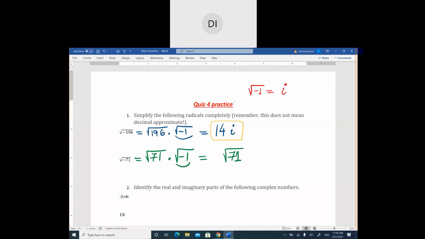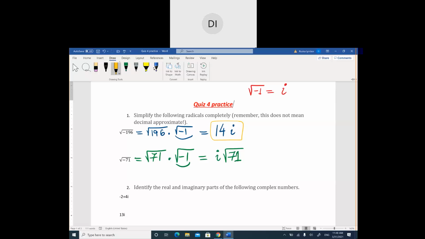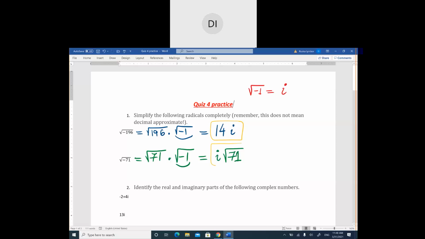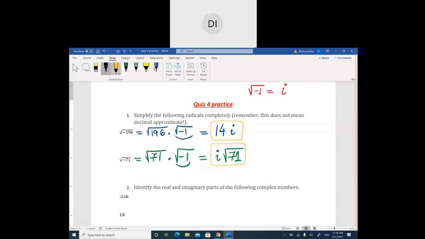Now, there is an unspoken rule, and I'm going to put I in front. You have to put I in front, and I'll explain that. If you have a whole number, you put I after it. If you have a square root, the I goes in front of the square root. Let me make another example, say square root of 8.